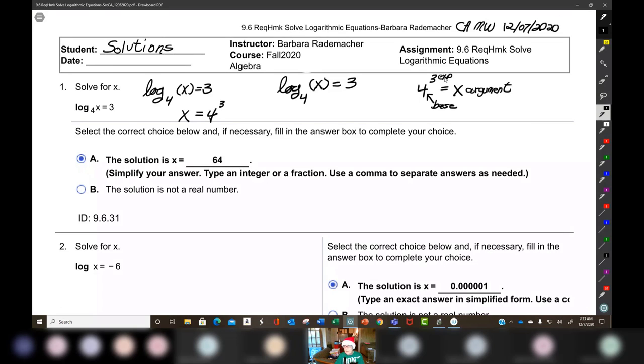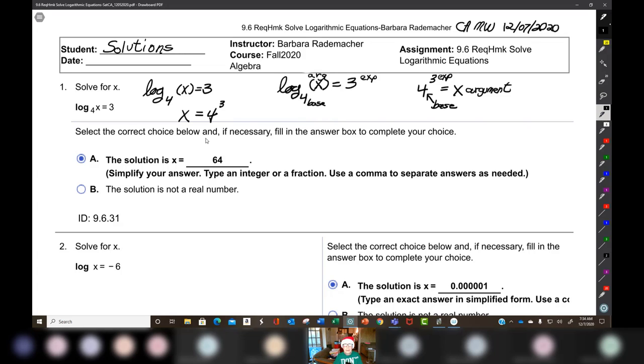Okay, so if we follow this over here, you see that that 4 is the base. 3 is the exponent. So there's there, and there's that. And then x is the argument of the function. The arg of the function. Okay, so that's how you transfer back and forth between a logarithmic and an exponential equation.